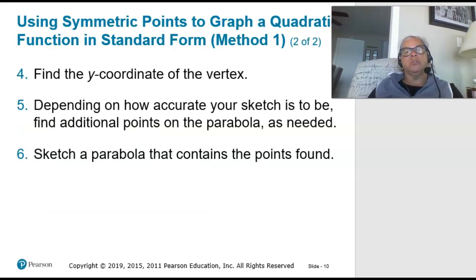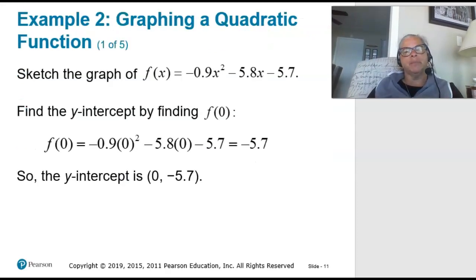So, using symmetrical points to graph a quadratic function, find the y-coordinate of the vertex. Depending on how accurate your sketch is, you may need to find additional points by simply plugging in 1, 2, -1, something like that into the original function to find other points. Now the textbook gives us a crazy example because they use a bunch of decimals, and this is just to help us understand the same process. We are going to find out how to graph this quadratic equation by hand.